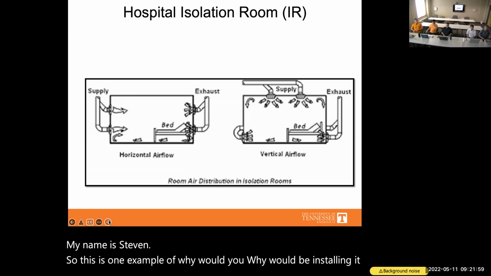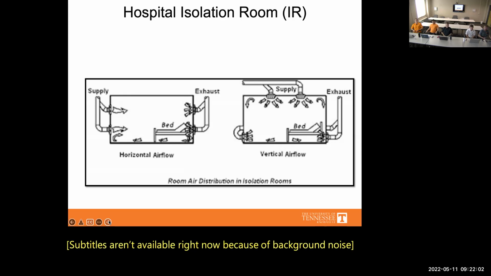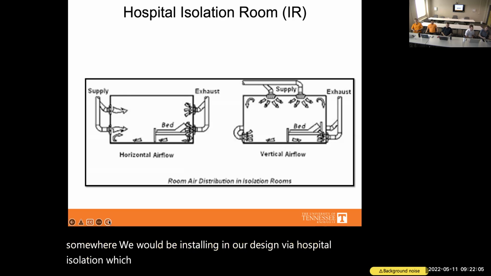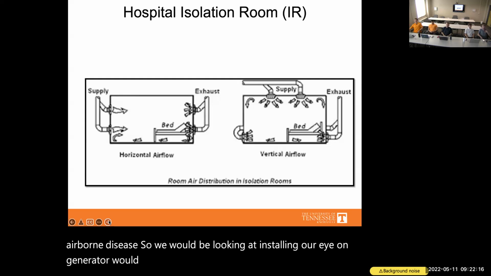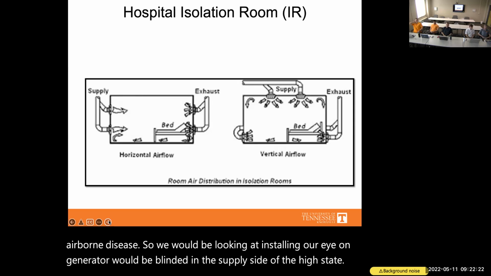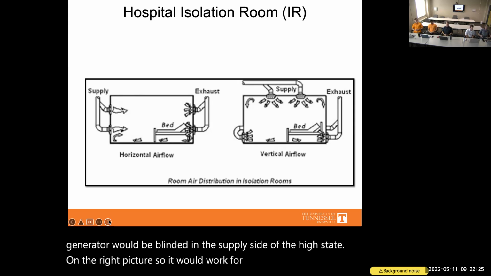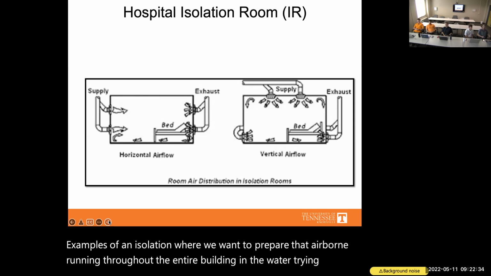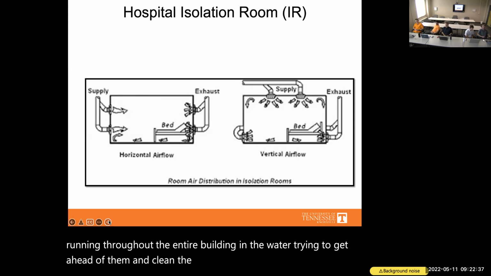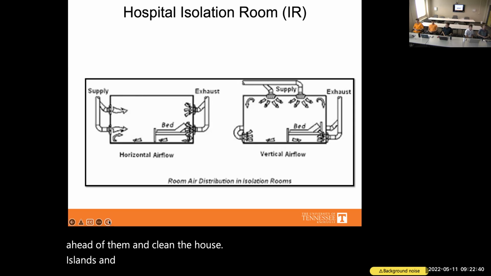Where we would be installing our design would be a hospital isolation room, which is a second form of contact between the air and the airborne diseases. So we would be looking at installing our ion generator with the blender in the supply side of the isolation room, which would be on the left picture, and on the top on the right picture. So it would work for both examples of an isolation room, and we want to prevent the airborne diseases from spreading throughout the entire building. We want to try to get ahead of them and clean the isolation room and ensure that there's a good mixing of ions and air going into the isolation room.